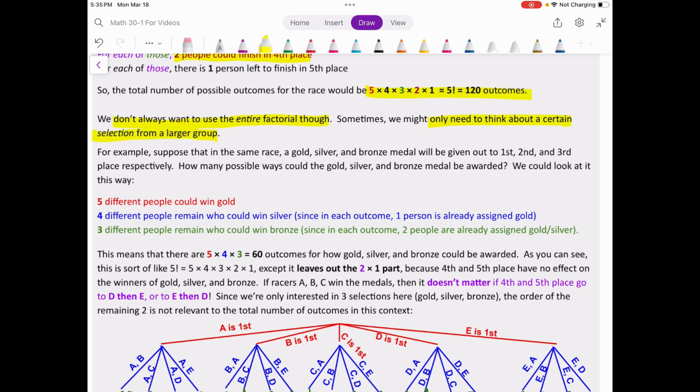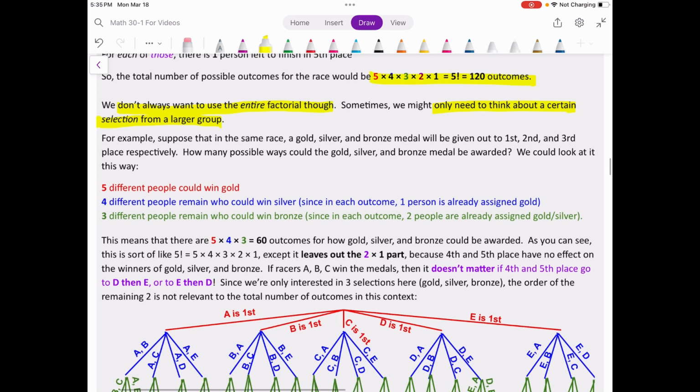So let's continue using our race example here to think about it. For example, suppose that in the same race, they were giving out a gold, a silver, and a bronze medal to whoever comes in first, second, and third place, respectively. Okay, then it asks us how many possible ways could the gold, silver, and bronze medal be awarded.